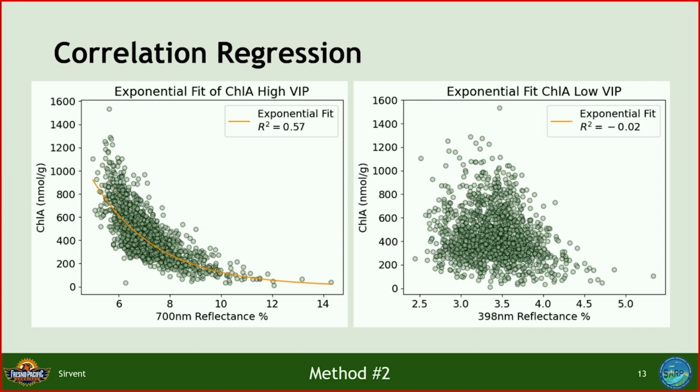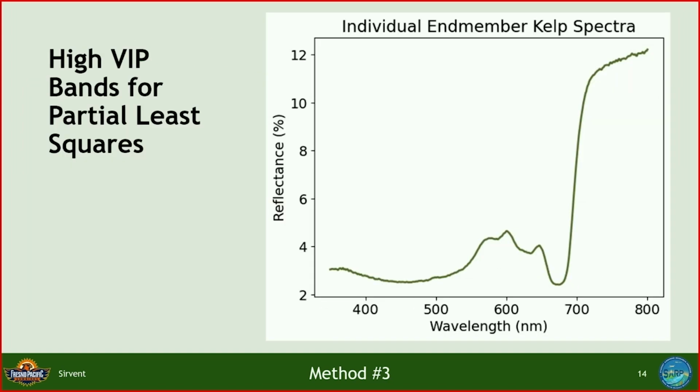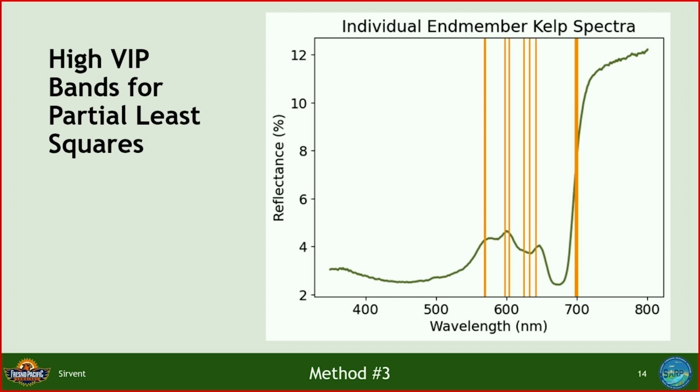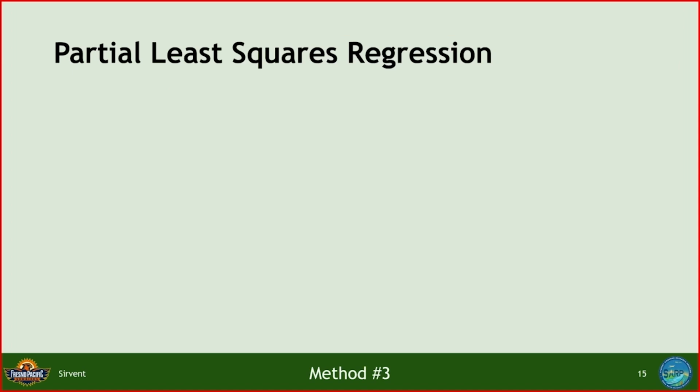Now we're going to try our final method, partial least squares regression. And we're also going to use the VIP points, but now we can pick more than one. So we're going to pick 10 for funsies, as indicated by the vertical orange bars. Okay, I'm going to show you math, so don't panic. It's going to be all right.